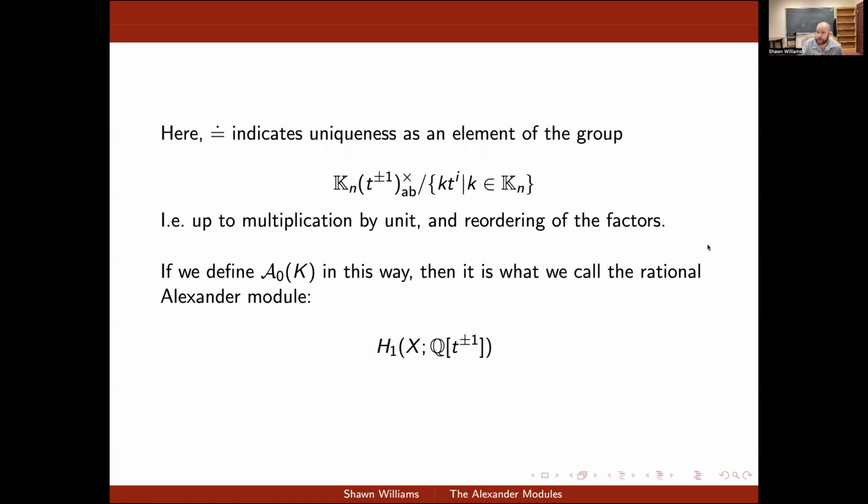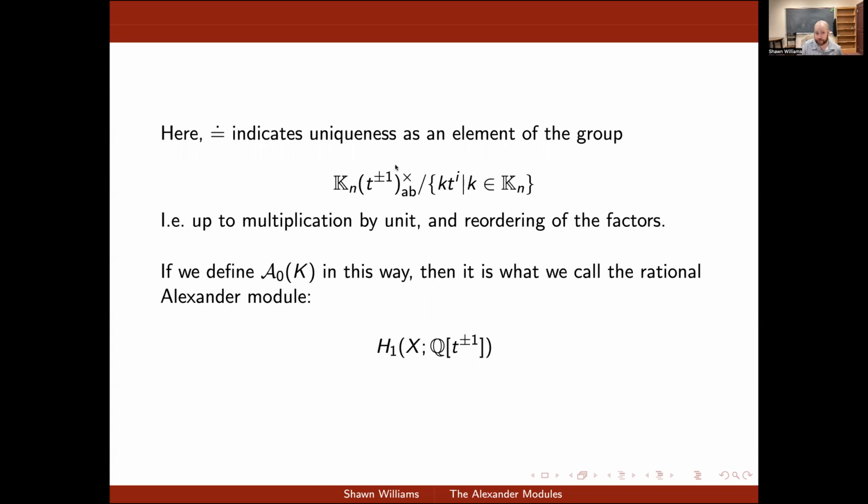When n is 0, and we're talking about the classical Alexander module, the classical Alexander polynomial, where our ring is commutative, reordering of the factors doesn't really matter, so that's just multiplication by a unit. Algebraically, we can say this by saying that the equal sign with the dot on top of it indicates uniqueness as an element of the following group.